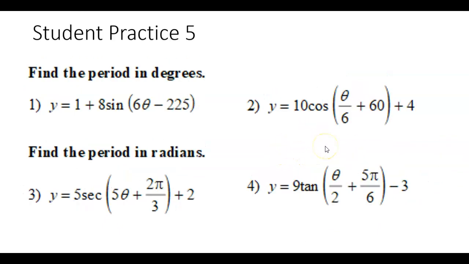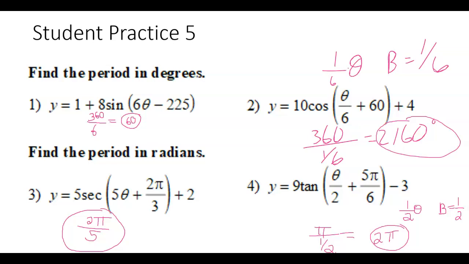So here's some examples for you guys to mess around with. I'll let you guys try it. Pause the video here, and when you unpause it, you'll see this. Okay, so here are your solutions. This one is a 60-degree period. Sine is usually 360 divided by the b, which is 6, which gives you 60.